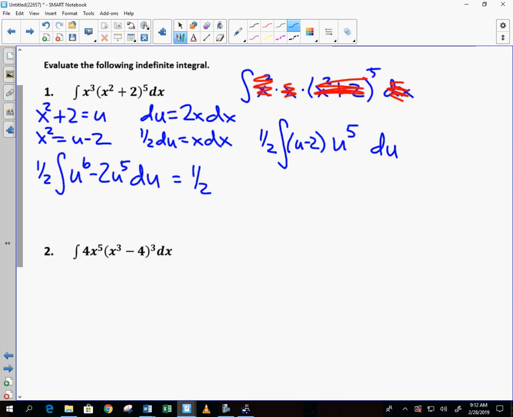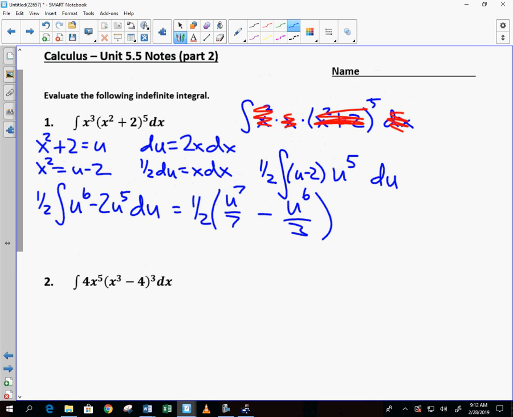Well, what is the antiderivative of u to the 6th? u to the 7th over 7. Minus, what's the antiderivative of 2u to the 5th? 2u to the 6th over 6, or u to the 6th over 3. Thank you for asking the question.